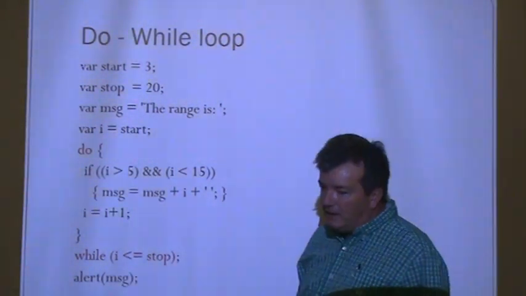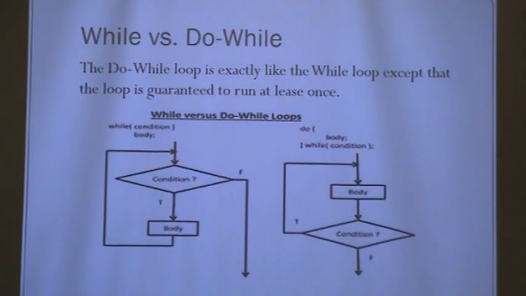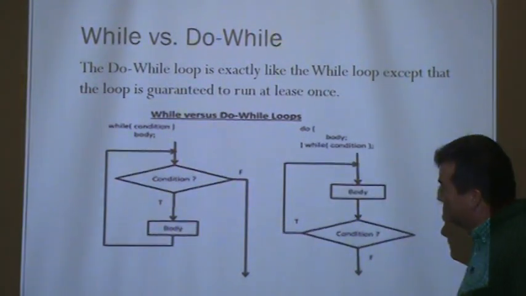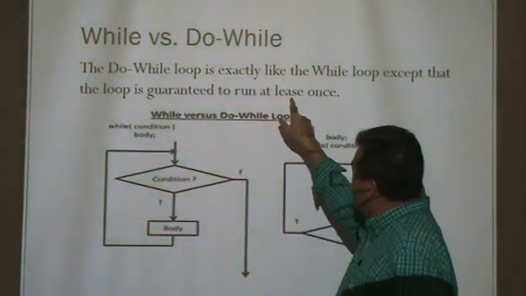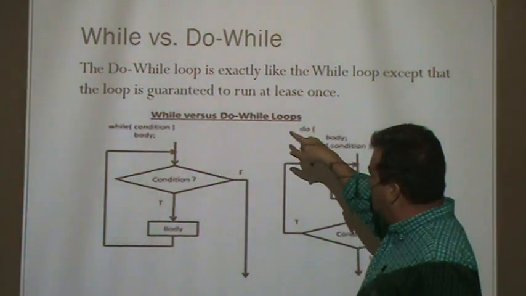Okay, so now we get into the issue of what if, oh wait, hold on. Let's just go over the flow chart of each of the two loops. The do while loop is exactly like the while loop, except that the loop is guaranteed to run at least once.